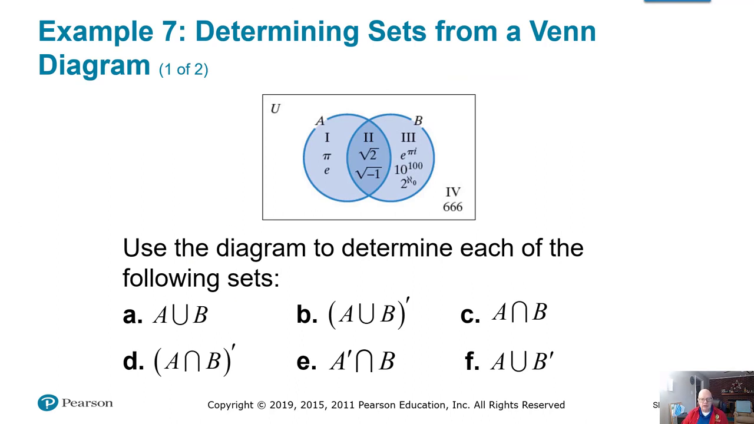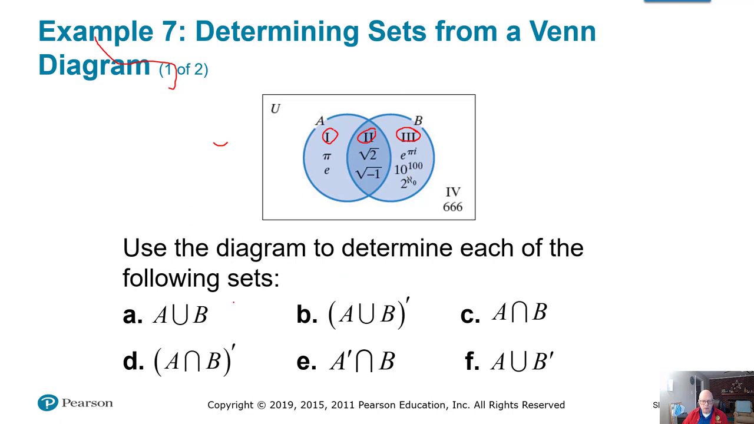Next, we're trying to make it a little bit more interesting. All right, so we've got a universal set. It has some things here. Remember, these are just region names. Tricked me there for a second. We don't need to be tricked though, do we? So A has pi, e, square root of 2, and square root of -1. B has square root of 2, square root of -1, e to the i pi, 10 to the 100 power, wow. And 2 to the, remember this, aleph null, the Hebrew letter.